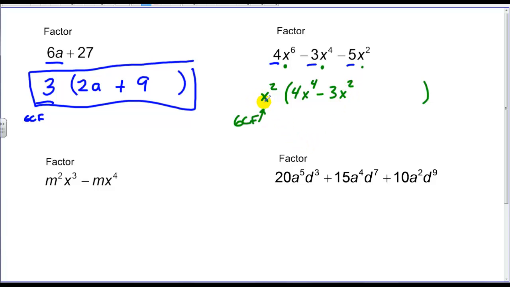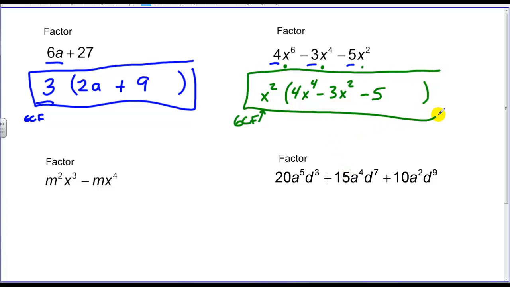And then I say, alright, well I need to get x squared to multiply to negative 5x squared, which means I need a negative and a 5. And then what is my variable term? Well, if I multiply x squared times 5, I get 5x squared, so there's no need to put any variable next to the 5. This is my factored form of the trinomial.